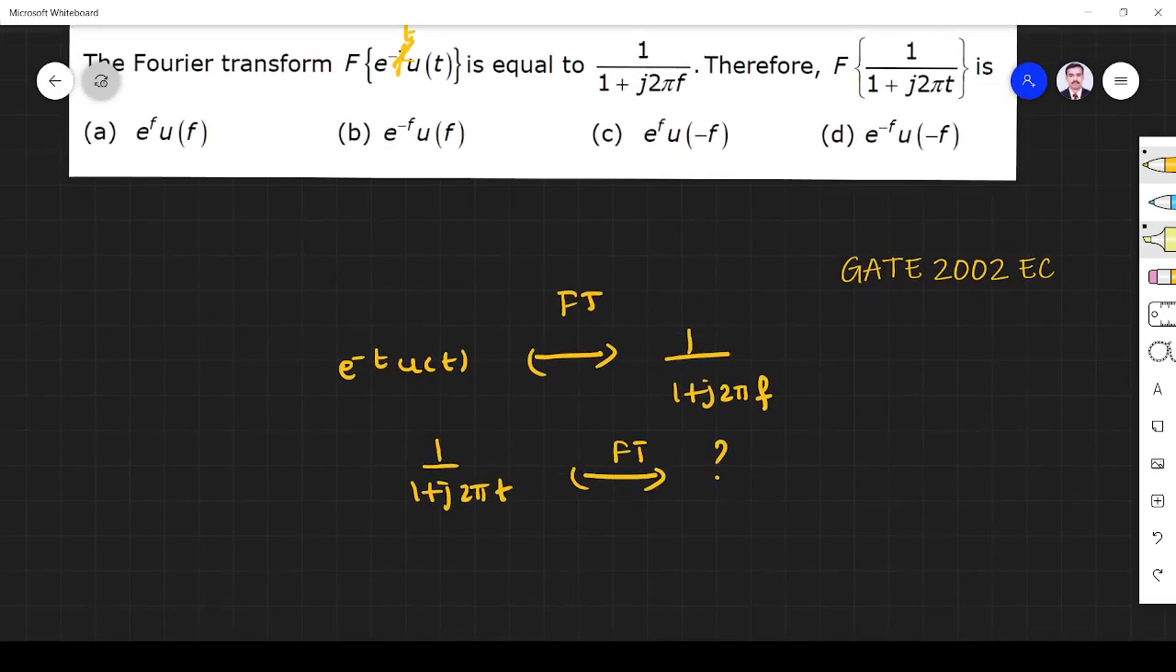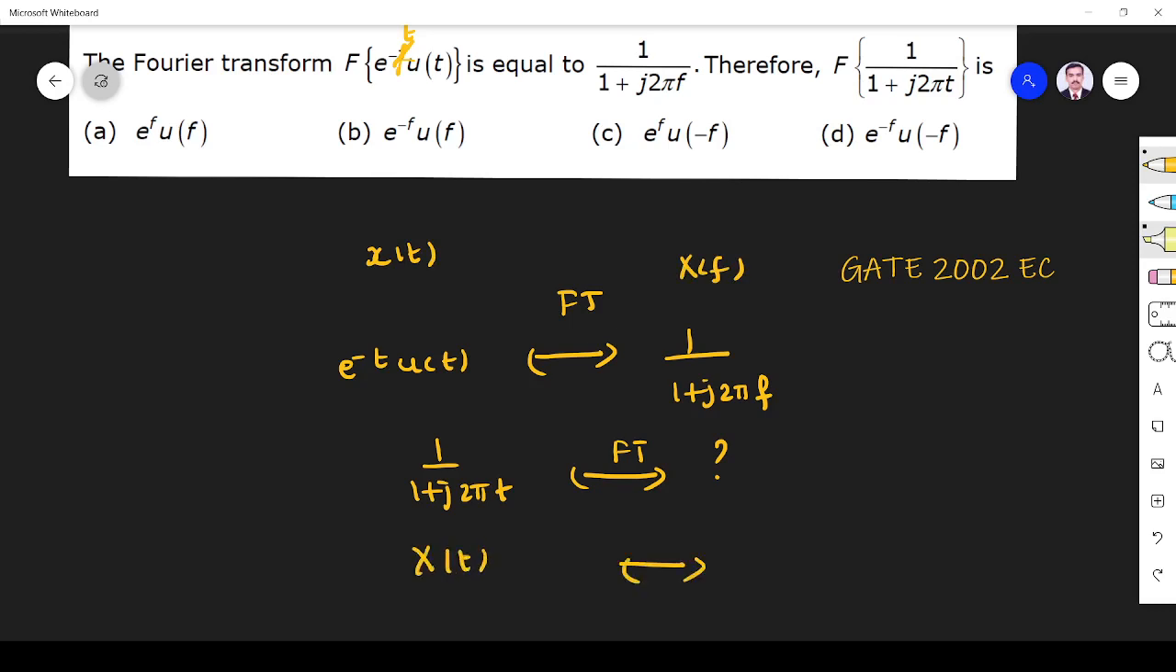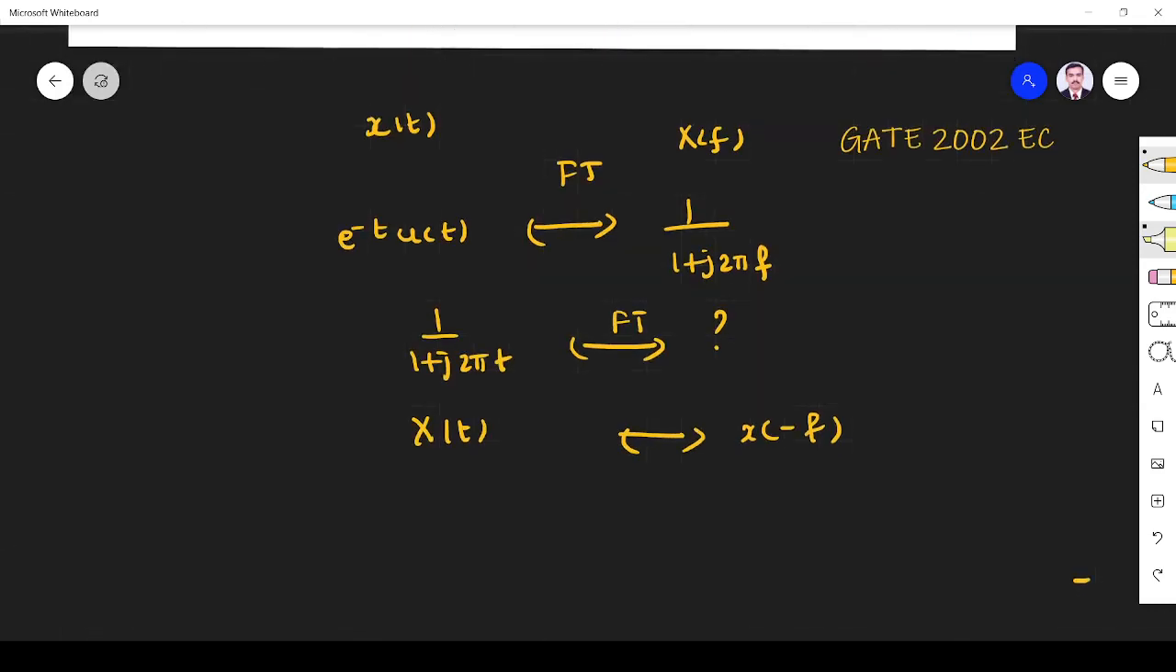Okay, so you see there is a relationship between these. This is x of t, this is X of f. Here you see 1 plus j 2 pi f is becoming 1 plus j 2 pi t. That means it is becoming X of t, right? So what will it become? As per the duality property, if x of t has transform X of f, then capital X of t will become x of minus f.